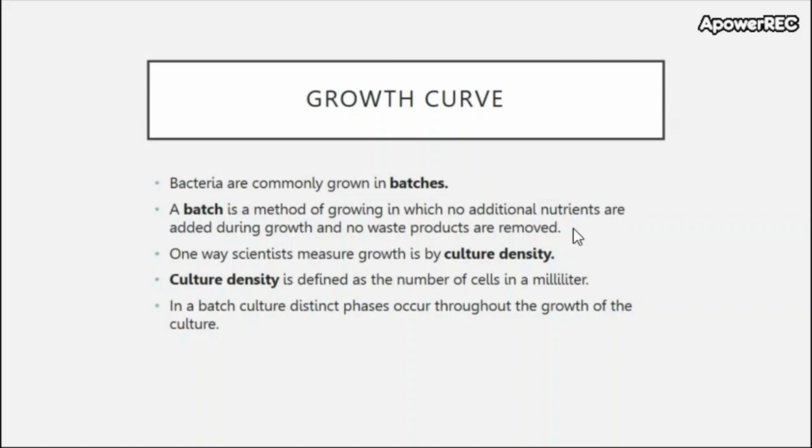And one way that scientists have to measure this is called culture density. So culture density, this is important, is defined as the number of cells in a milliliter. So it's crucial that you understand that the volume is a milliliter. It's not a liter, it's not any other sort of measurement but a milliliter. So in this batch culture, there are distinct phases that occur throughout the growth of the culture.